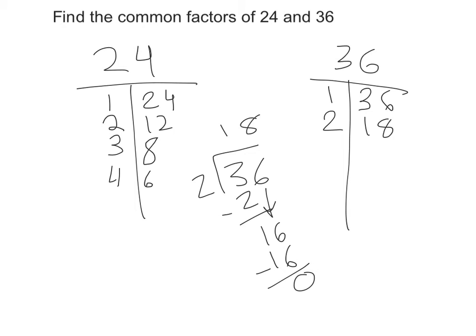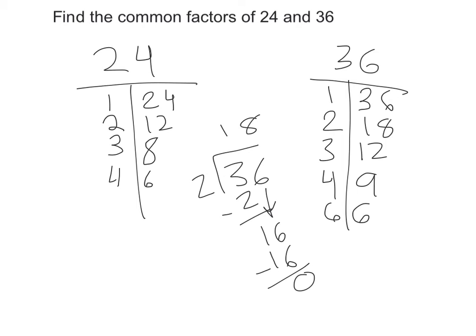I know 3 will go into 36 because 3 times 12 is 36. I know 4 also will go into 36 because 4 times 9 is 36. I need to think if 5 will go into it. It will not because it doesn't end in a 5 or 0. And I know 6 times 6 is 36. So I would stop there because I don't have to check any of my other numbers.